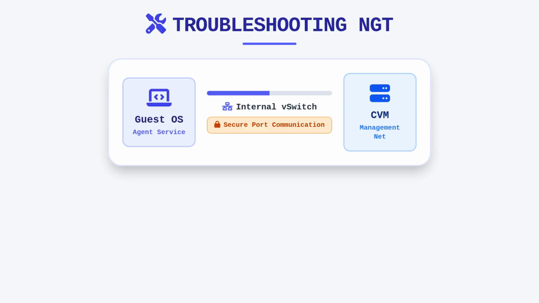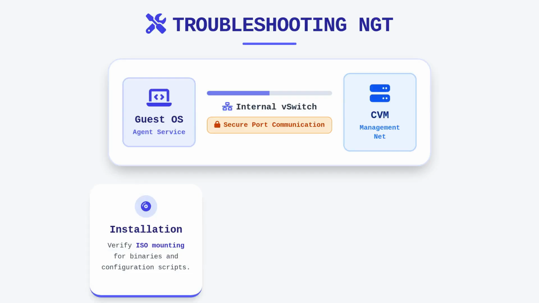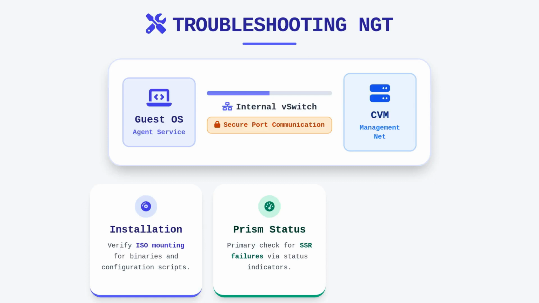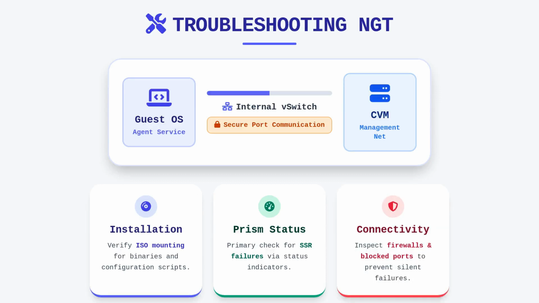If you notice that an NGT-dependent feature like SSR is failing, the first point of check should always be the status indicator within the Prism interface. You should verify that the service is running inside the guest and that the CVM can reach the agent, as firewall settings or blocked ports can cause silent failures that hinder data protection capabilities.